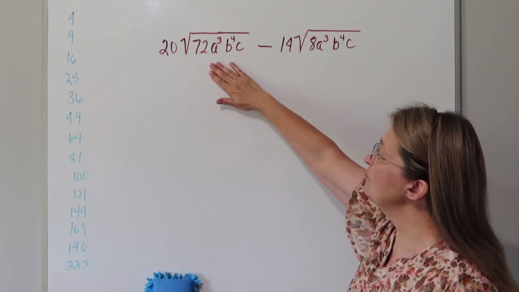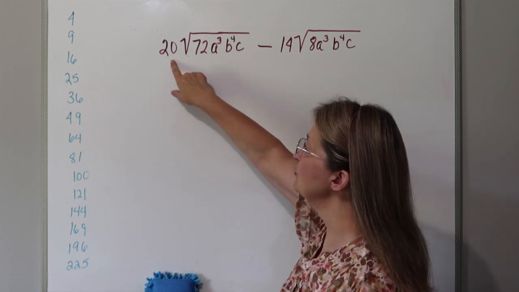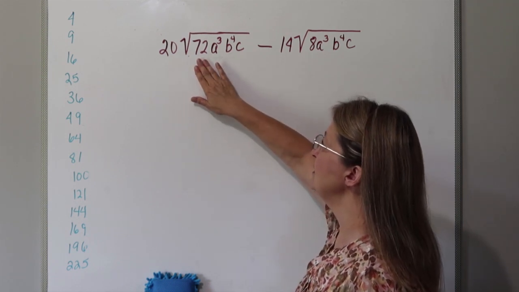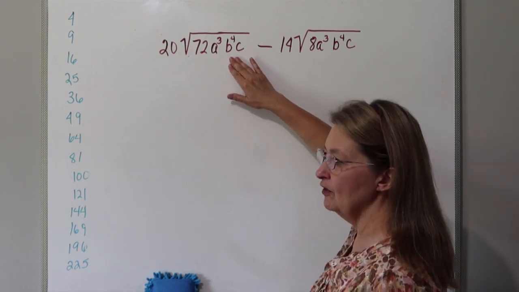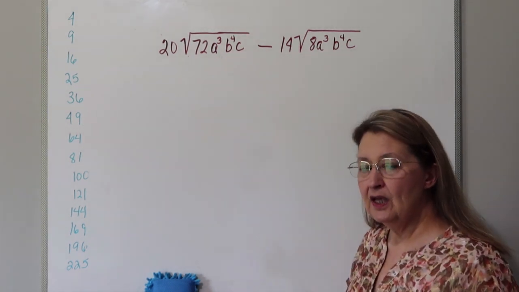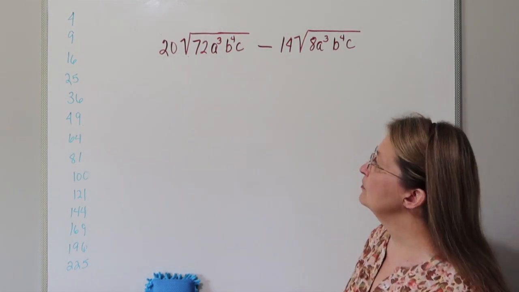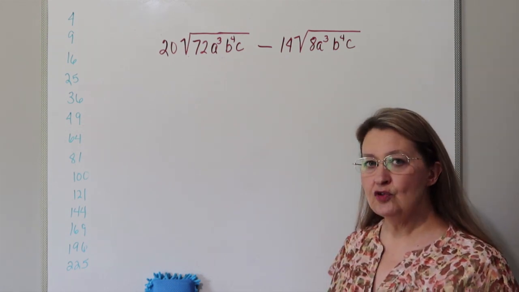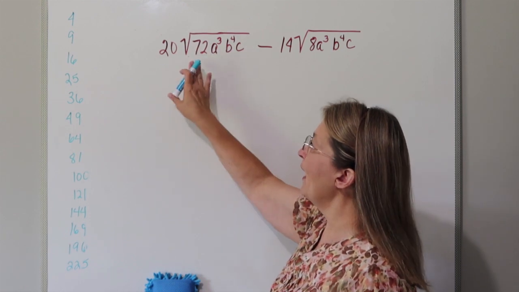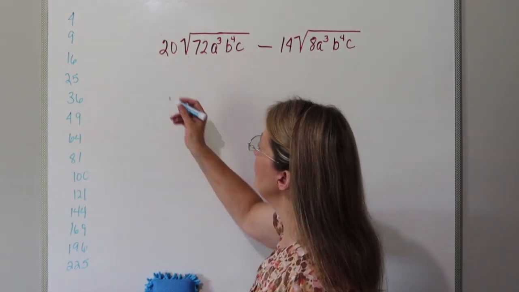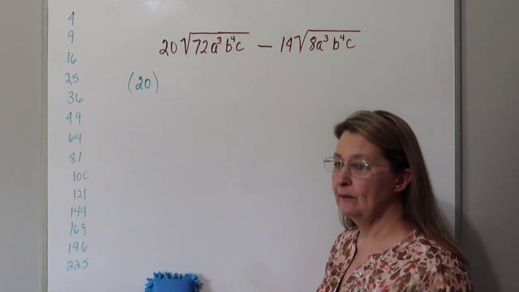All right, let's look at this one first. Now what I actually have here is a string of factors. This is actually 20 times square root of 72 times square root of a cubed times square root of b to the 4th times square root of c. See how that goes? So don't let yourself get overwhelmed. Don't look at this and say, oh, I've got to find the square root of the whole thing. No, just find the square root of each thing at one time. Now whatever I pull out of this radical, I'm going to multiply it times 20. So I'm just going to put the 20 over there.